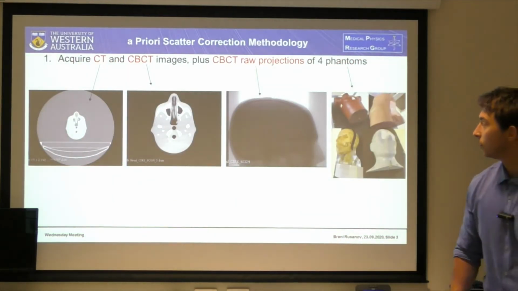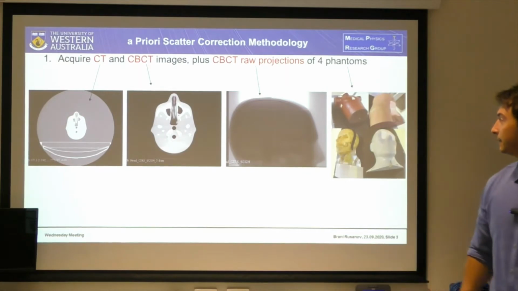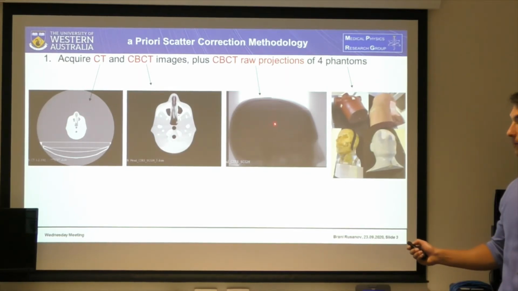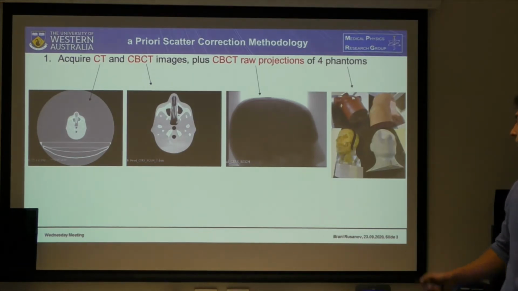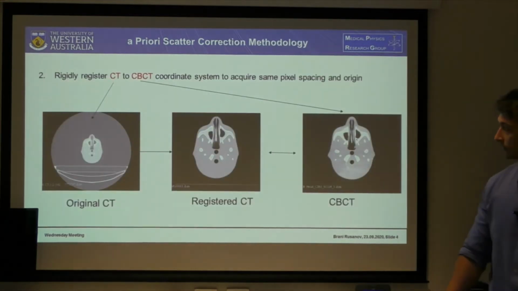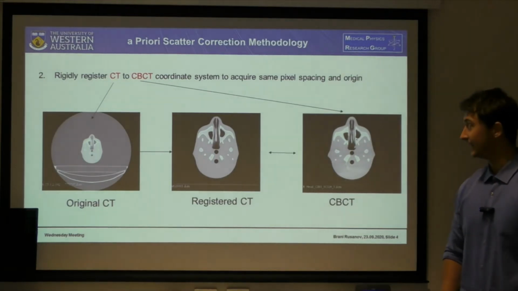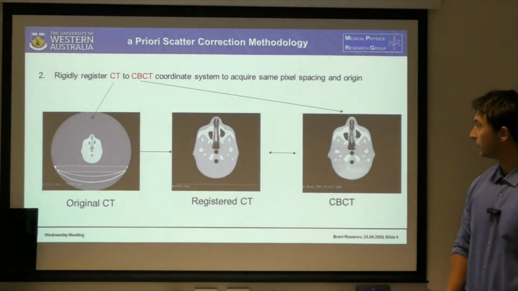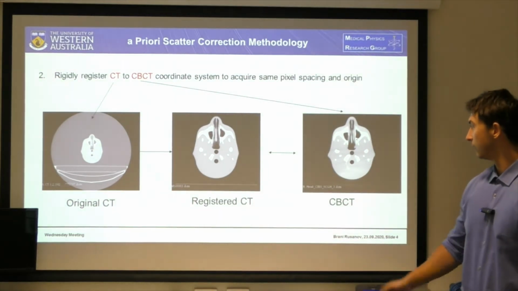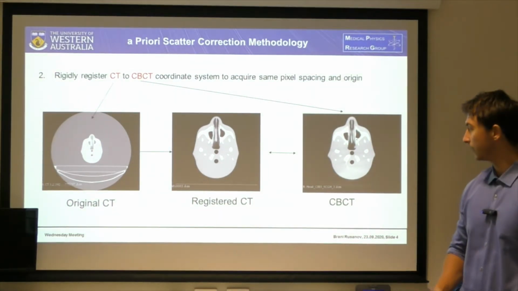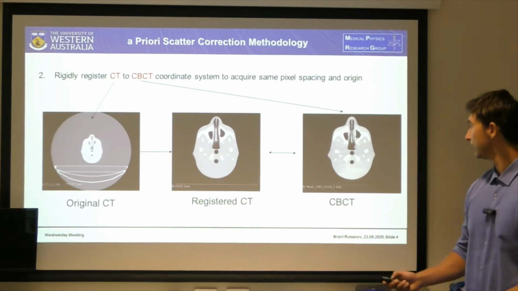So step one, we acquire the CT and CBCT images plus the raw cone beam projections that come from the Varian cone beam system. And for this particular study, I used 4 phantoms. We used a thorax phantom, a pelvis phantom, and 2 head phantoms. Step 2, we rigidly register the CT to the CBCT coordinate system such that we have the same pixel spacing and origin. This is done through Slicer, but it's kind of a trivial operation.